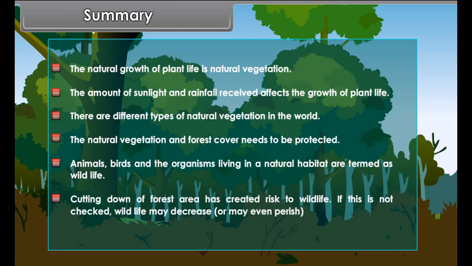Animals, birds, and the organisms living in a natural habitat are termed as wildlife. Cutting down of forest area has created risk to wildlife. If this is not checked, wildlife may decrease or may even perish.